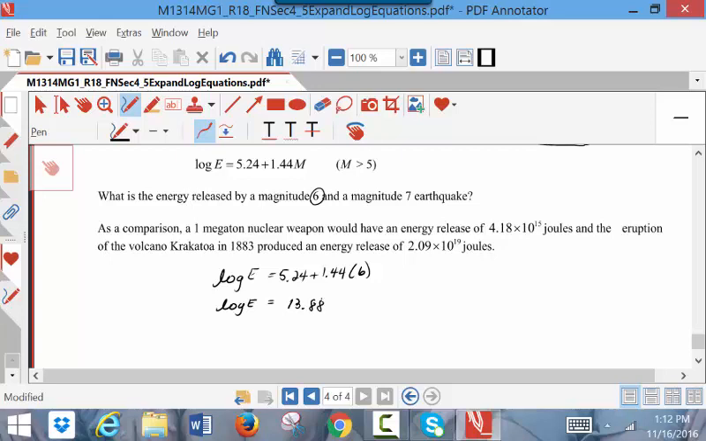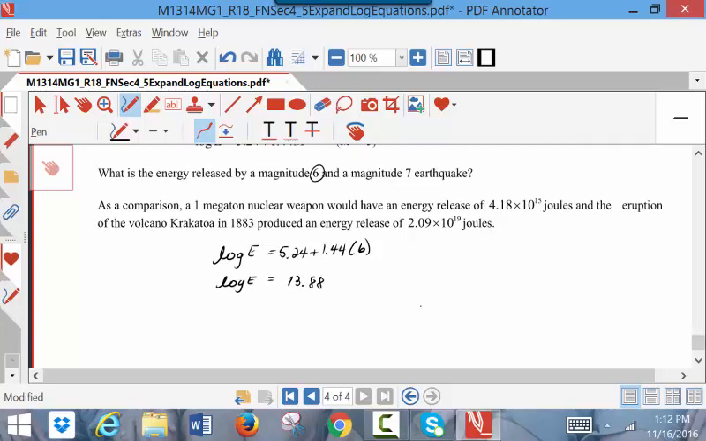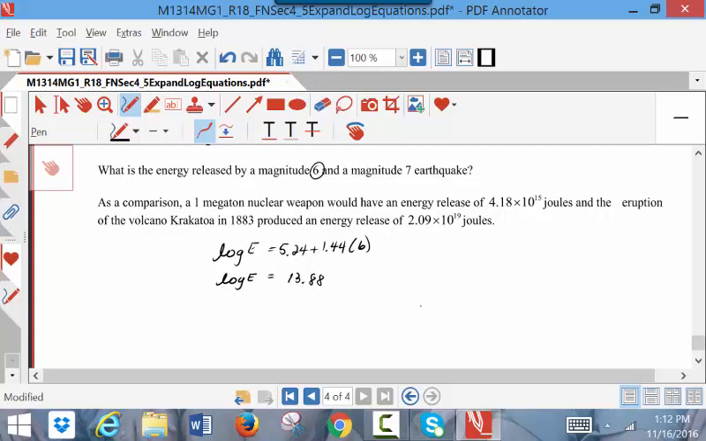They want me to find E, the energy. So remember, this is a logarithm, not a natural logarithm, so it has a base of 10. To solve for E, change it to an exponential function: 10 to the power of 13.88 equals E. Now, what in the world is 10 to that power? This is going to be a big number, right?